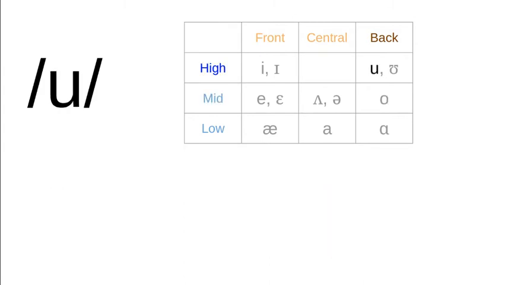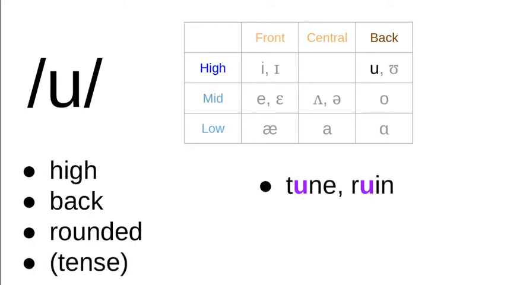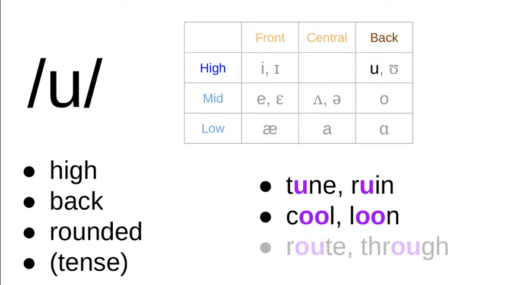Next up, we have the U sound, represented by the lowercase u. This symbol represents a high back unrounded vowel. Sorry, a high back rounded vowel. And it's the tense member of the pair in that box. We'll get to the lax one next. So we find it in words like tune and ruin, cool, loon, root, and through. Now, I like tune and ruin as examples because they have the U in the spelling to represent exactly this sound. So the same symbol, same sound. So that's a nice way to remember.